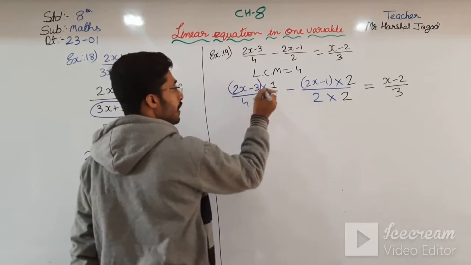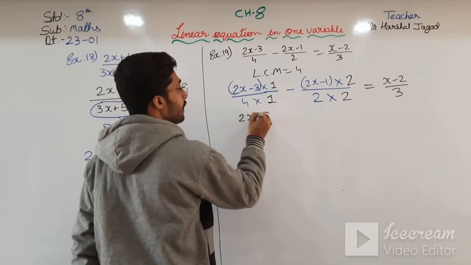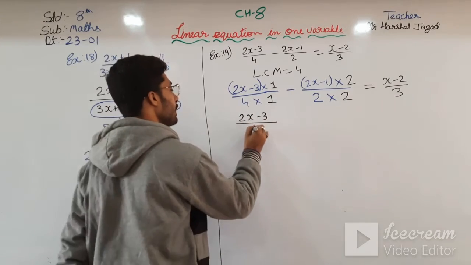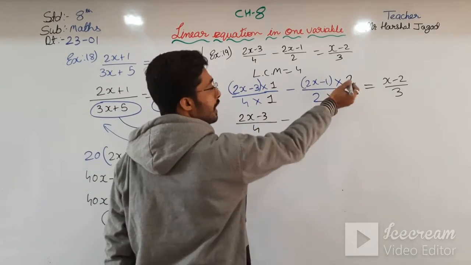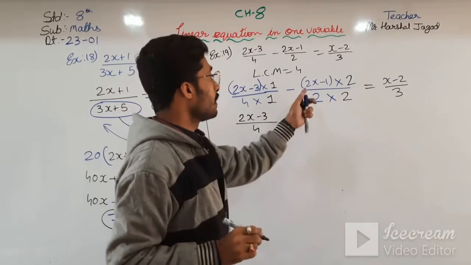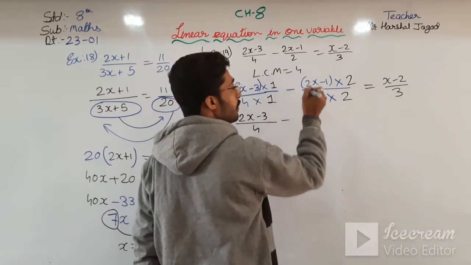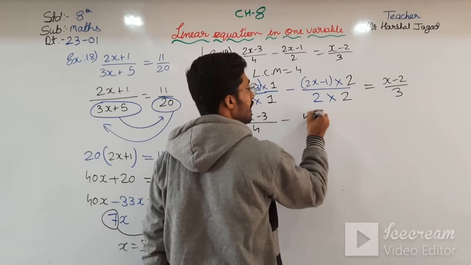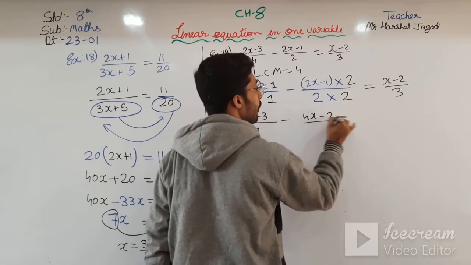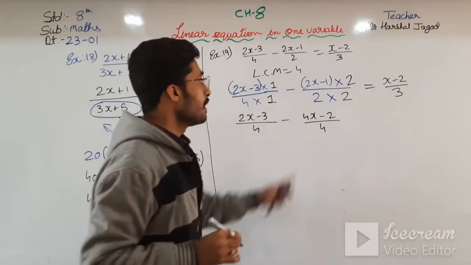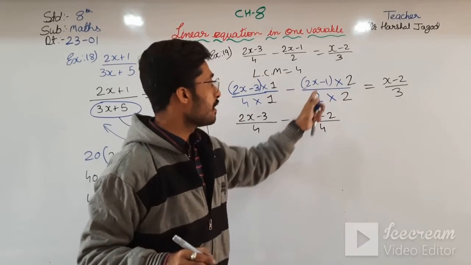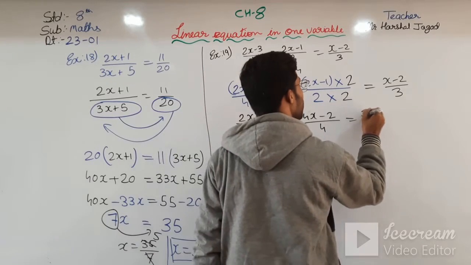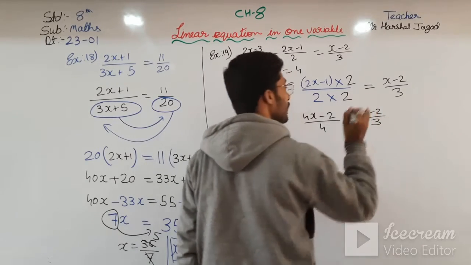Here, if I multiply 2x minus 3 with 1, then it will remain as it is. 4 into 1, then it will be 4 only. Then here, it is multiplied by 2. Then here it will be 2 into 2, that is 4x minus 2 upon 4. 2 2s are 4x, 2 1s are minus 2, okay, is equal to x minus 2 upon 3.